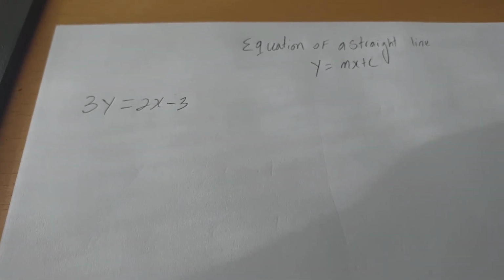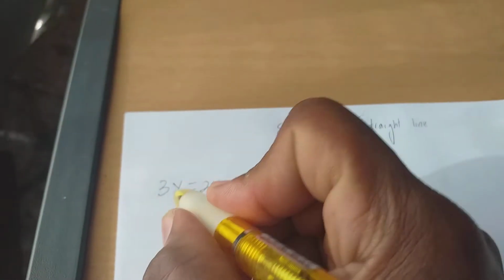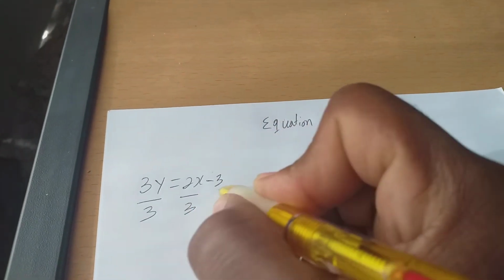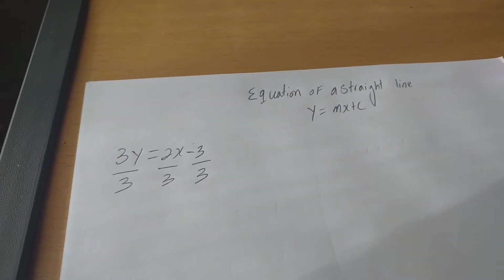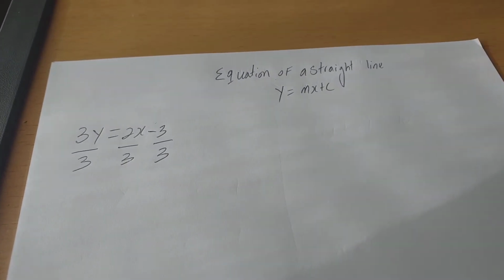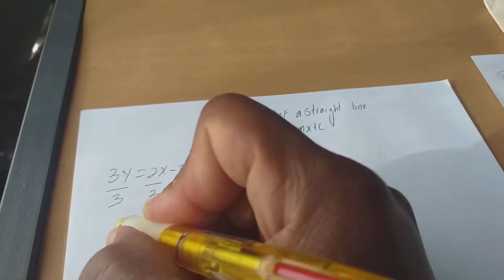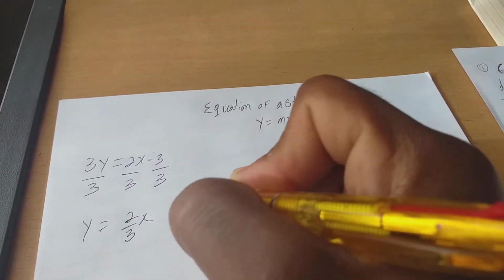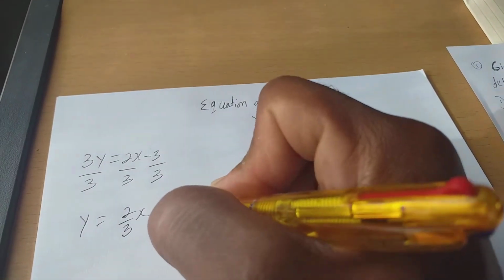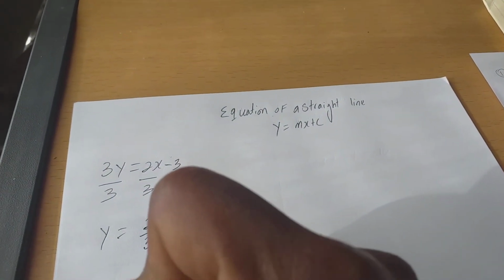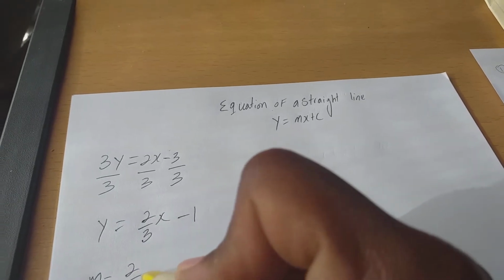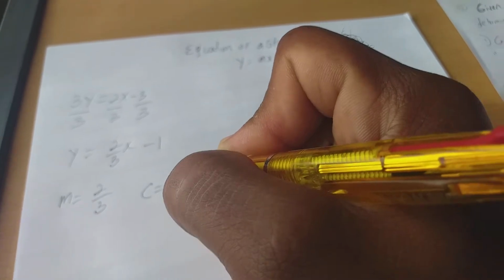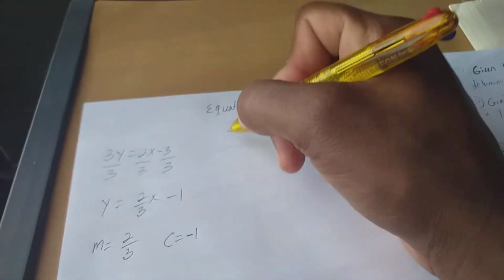Currently I have 3y, so I must get rid of the 3. And 3y is 3 times y, so the reverse of multiplying would be to divide. So I divide each of the terms by 3. And my result becomes y is equal to 2 over 3 x minus 3 divided by 3, which is 1. Here I can identify my gradient is 2/3, and my y-intercept c is now negative 1.